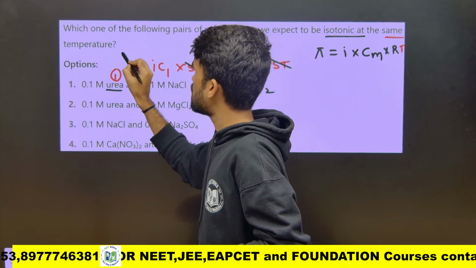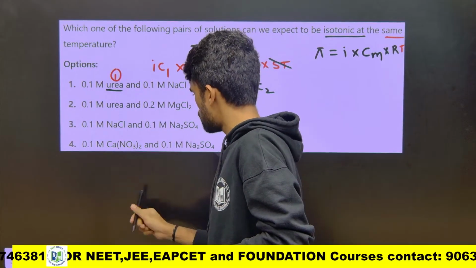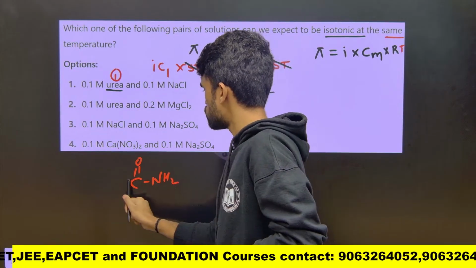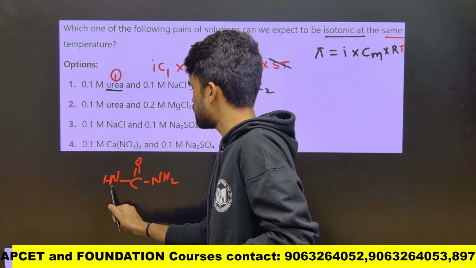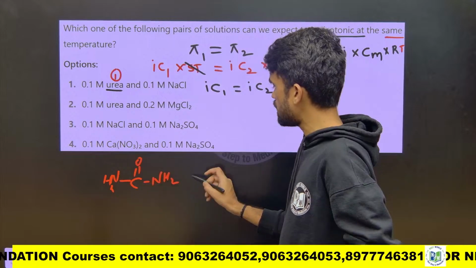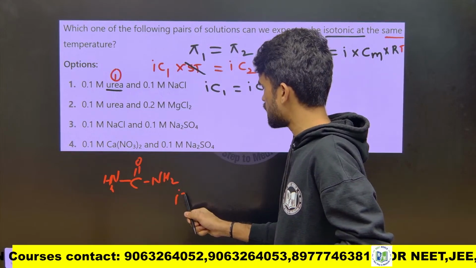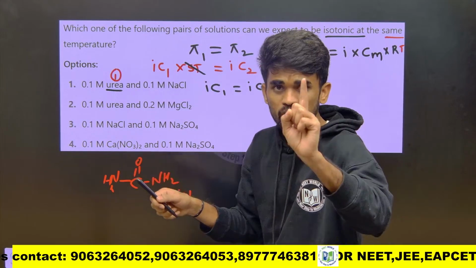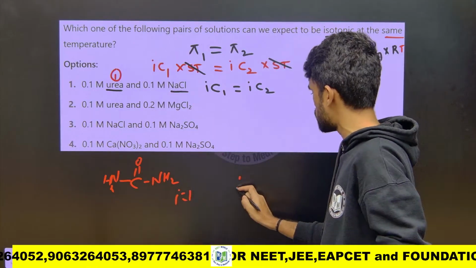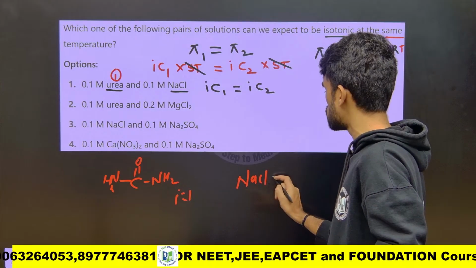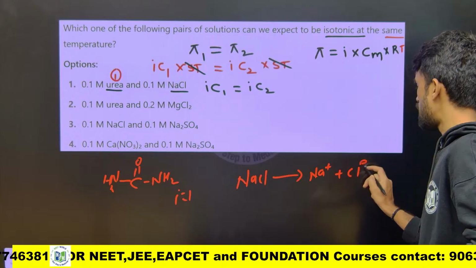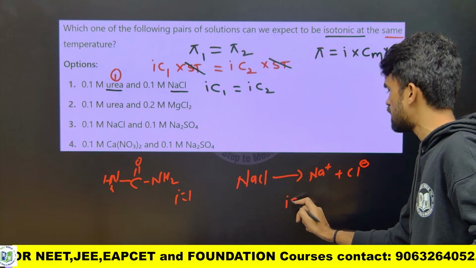Because urea formula, I hope you know, this is how you can look into it: C double bond O, NH2, NH2. So this will not dissociate, it will not give any ions in the aqueous solution, right? Therefore its Van 't Hoff factor i value should be taken as 1, because this remains as a single particle, whereas NaCl in the aqueous solution will dissociate into two particles, Na plus and Cl minus, right? So now the Van 't Hoff factor for NaCl should be taken as 2.